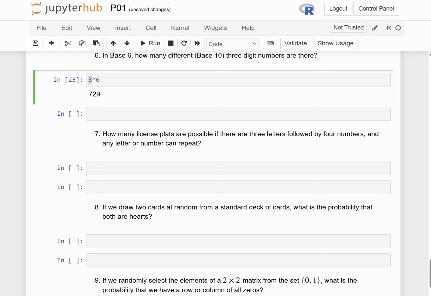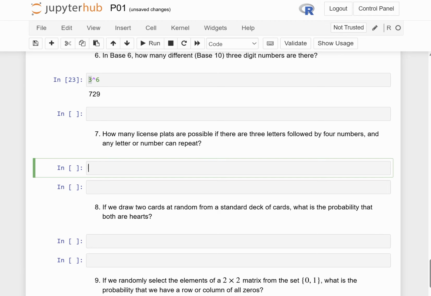How many license plates are possible if they're three letters followed by four numbers? So we have something like A, B, C, 7154. This is pretty similar to Georgia license plates, but how many of them are possible? Any letter or number can repeat. We just have to have letters first and then numbers.